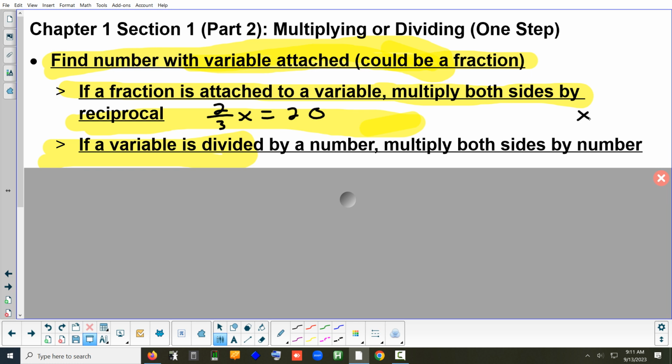Just put it right up here. x divided by 5 equals 6. That's a problem where you have a variable divided by a number, in this case, divided by the number 5. We're not going to solve that one right now. But if you were going to solve it, you would multiply both sides by what number in this case? 5. Yep. You'd multiply both sides by the number 5. So that's another type of problem you'll see today.